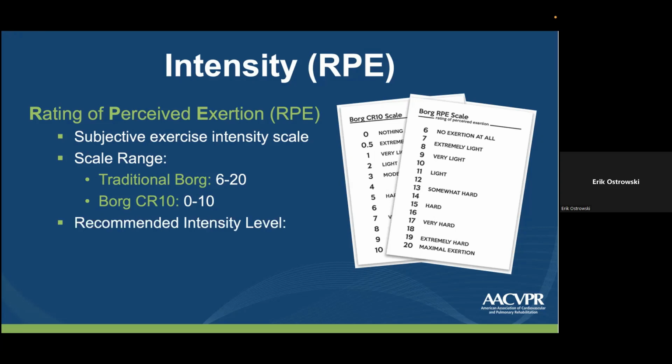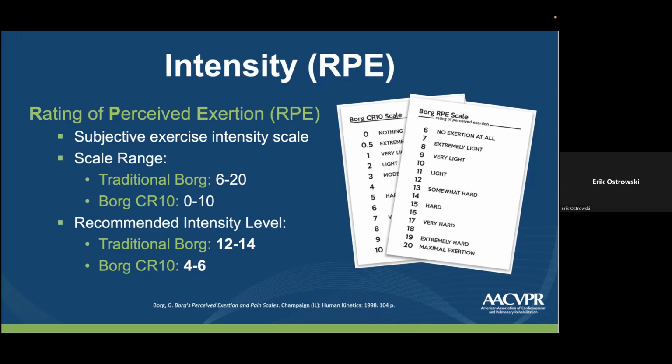So the recommended intensity level, if you're using RPE to guide exercise intensity, with the traditional Borg scale, what you're shooting for is a 12 to 14. So the exercise that the patient is performing should be somewhat hard, in that somewhat hard range. If you're using the Borg CR10 scale, I know it's kind of tucked behind the other one there in the image, the target is between 4 and 6, so it's moderately hard. These are the intensity levels that we ideally want our patients exercising at when they are in our programs, and even when they're performing exercise outside of our programs.